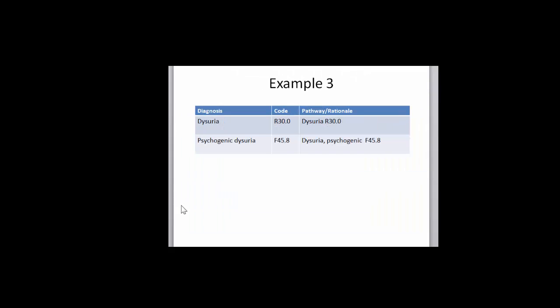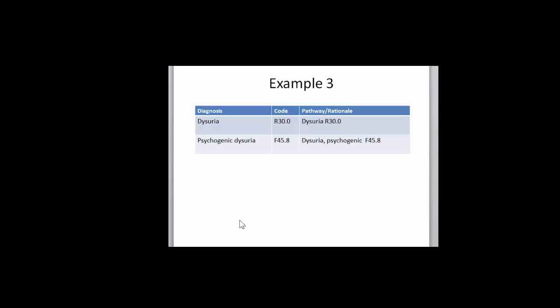I use this example just to show you that depending on the description that's given to you in the diagnostic statement, if you're given just the diagnosis of a symptom of dysuria, that is an R code. But if it's described as a psychogenic dysuria, that's an F code, a behavioral code.